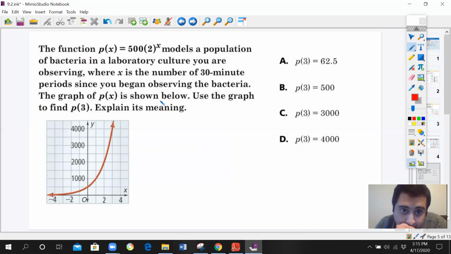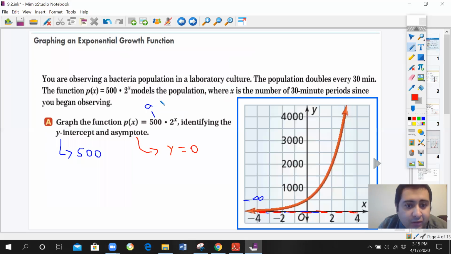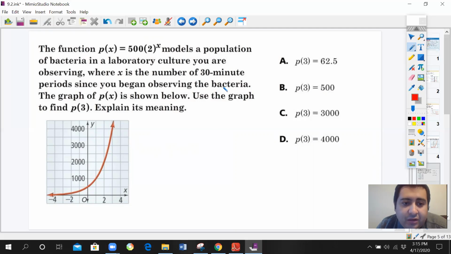All right. So again, we have something similar to the previous one, because it's the same problem. Now we just need to know when it hits 3, how much are we going to have? So technically that 3 is going to be your x based on this information, and we're going to substitute it into the equation over here. So you can have P of 3 equals 500 times 2 to the power of 3.